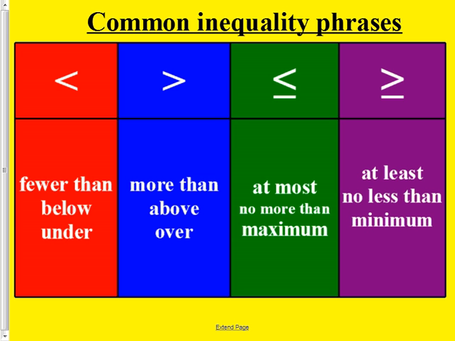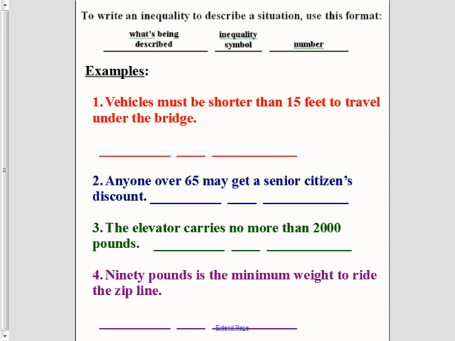So you kind of have to really think about the words. Let's look at some examples. When we write an inequality to describe a situation, you want to think about this: what is it that's being described and what is it being compared to, and then figure out your inequality symbol, and that goes in the middle.